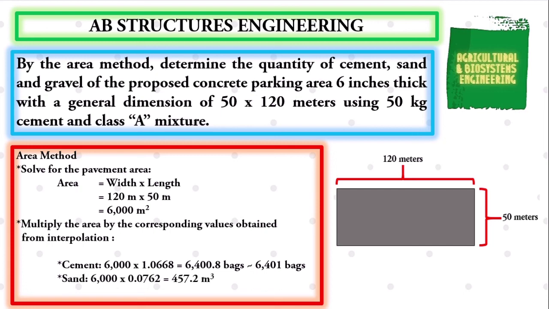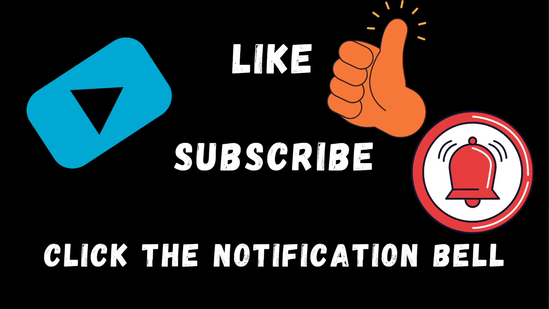Next, the sand. We have the area of 6,000 times the sand value of 0.0762. Giving us the sand quantity of 457.2 cubic meters. Next, the gravel value. We have the area of 6,000 times the gravel value of 0.1524. Giving us the quantity for our gravel to be 914.4 cubic meters. That is now the solution to our problem.